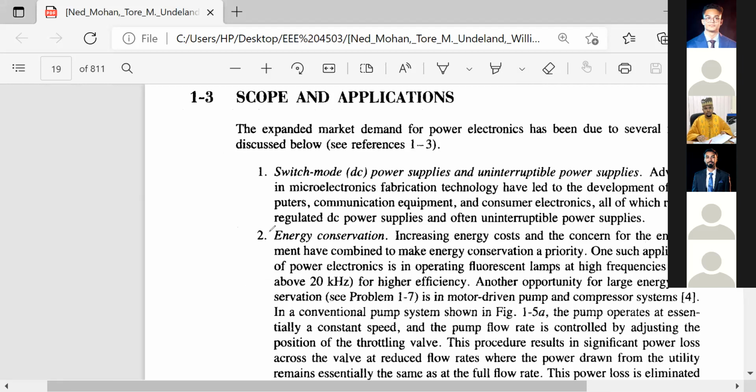And then this is the energy conservation. What does it mean by conservation? Conservation means that we want to conserve the energy. How? There is an example they have given in this book.